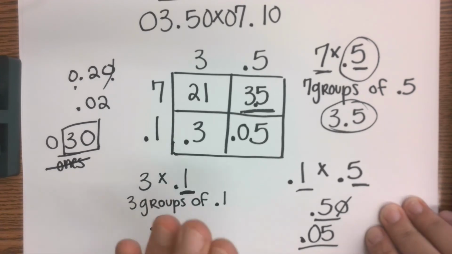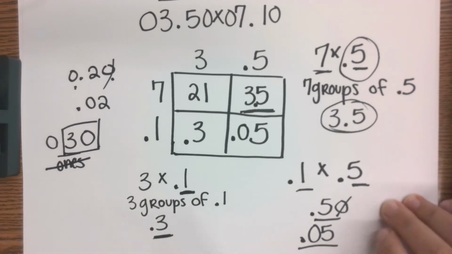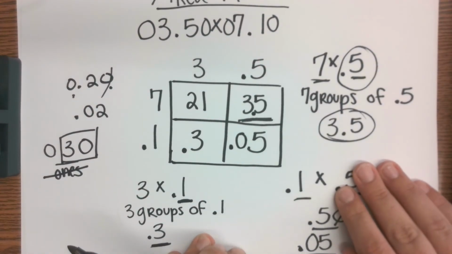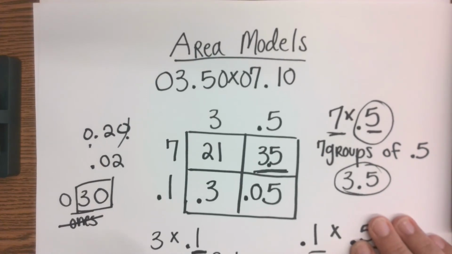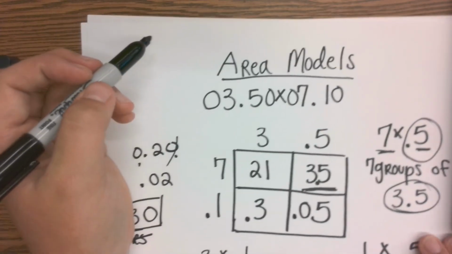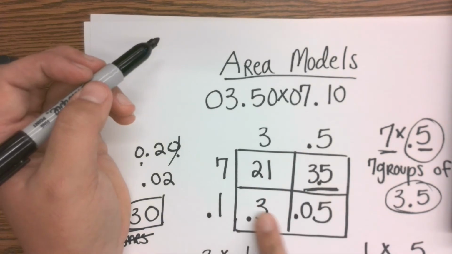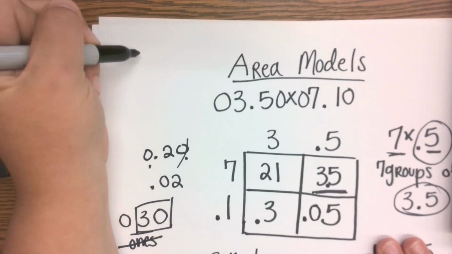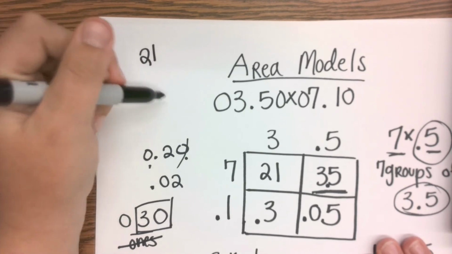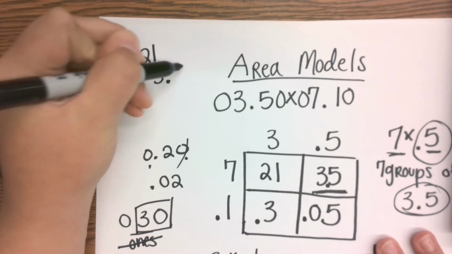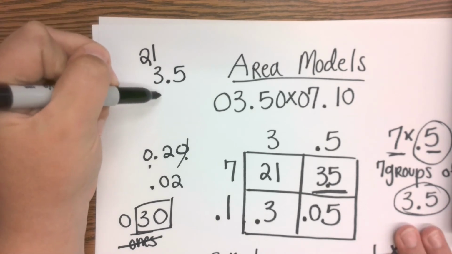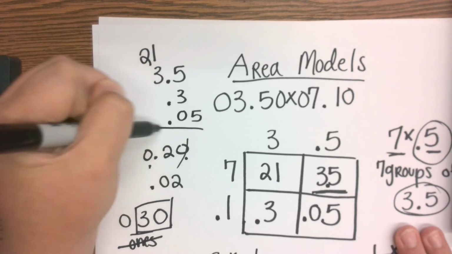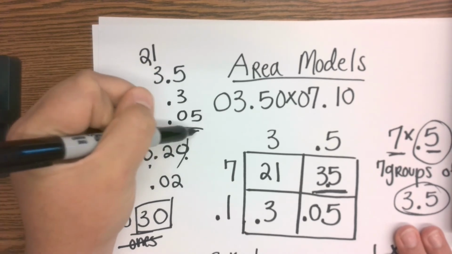Now, if we move on to our next step, we'll see that we need to add. All right, we're going to add right up here. I'm going to take the things that I see in my box and add them together. Okay, here we go. 21, 3 1/2, 3/10, and 5/100. Gonna run out of room, sorry y'all.